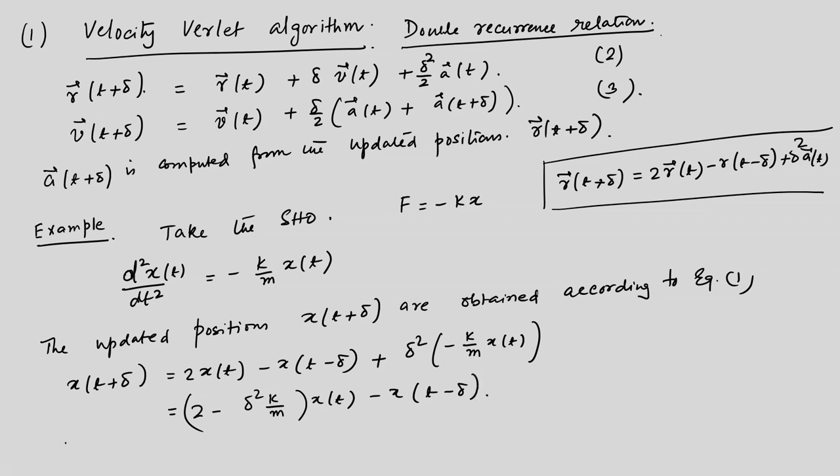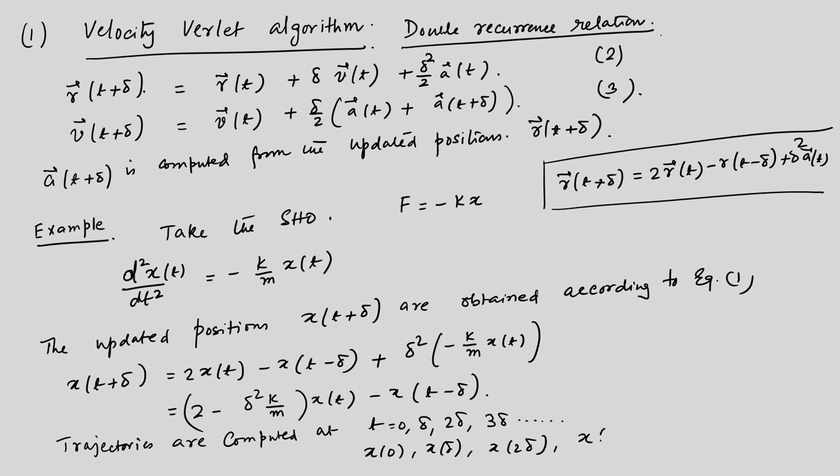So, the trajectories are computed at t equal to 0, t equal to delta, 2 delta, 3 delta and so on, which are termed as x at 0, x at delta, x at 2 delta, x at 3 delta and so on. So, this is the way the trajectories are generated in successive times. As I told you, delta is a small increment of time, and the positions are calculated at each of these increment values, and this is how things proceed. And the velocities of course can be obtained by the finite difference or the divided difference method.